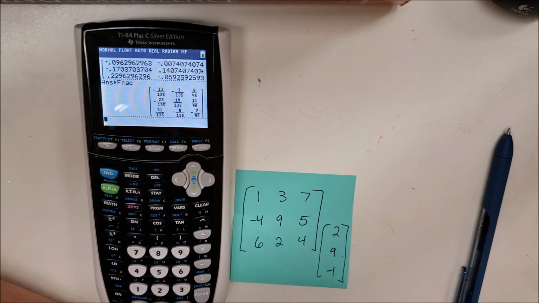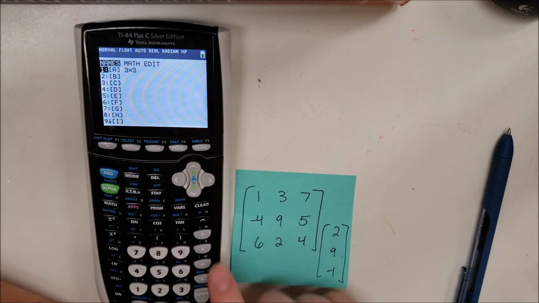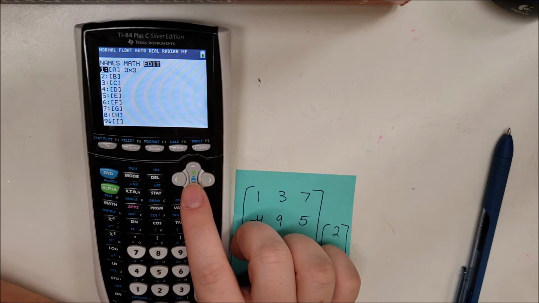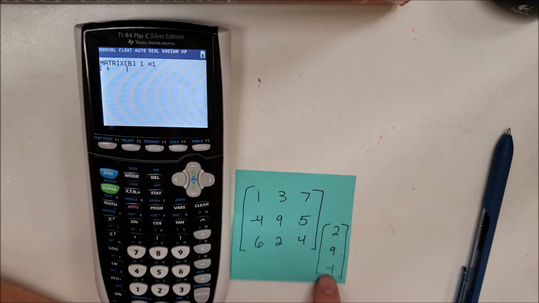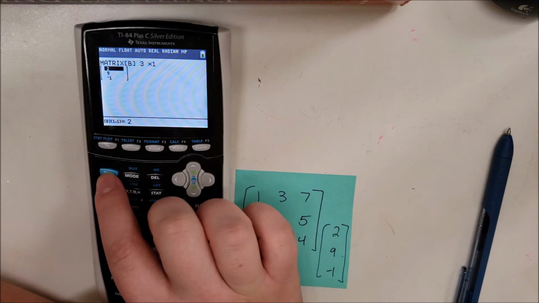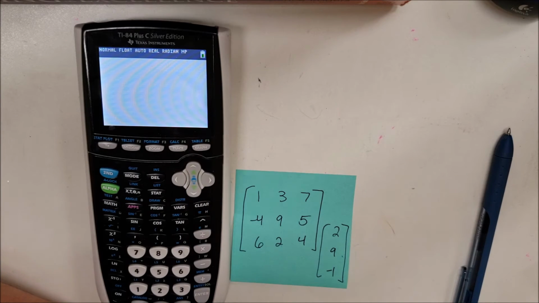Now we can also multiply matrices. If I go back to my matrix menu, so second and inverse, I'm going to add a second matrix. So I'm going to go down to B in my edit, and I'm going to add this 3x1 matrix that I have created here. So I have a 3x1 with 2, 9, and -1. So again, second mode, it's going to get me out of my menu, and I'll clear our screen for us.